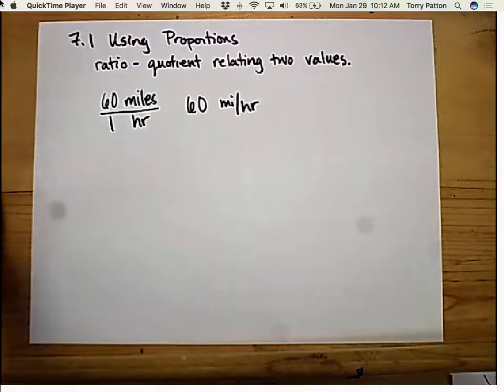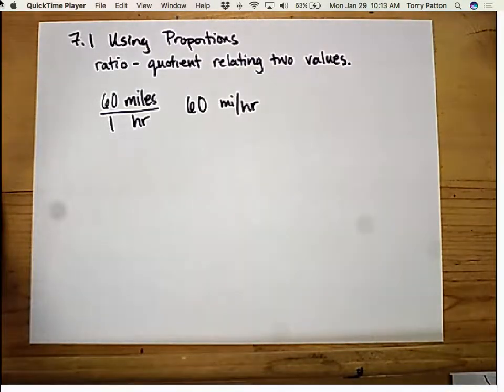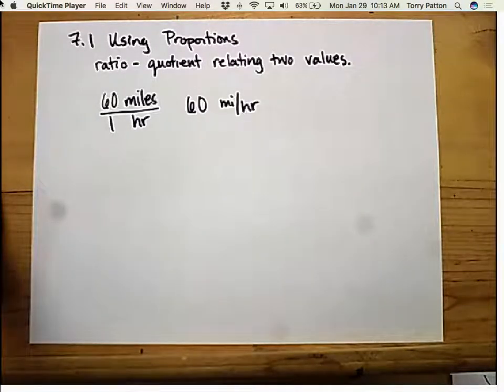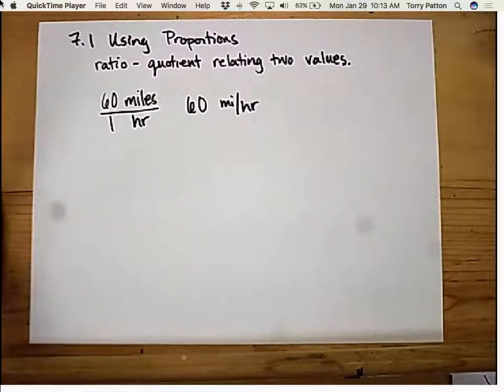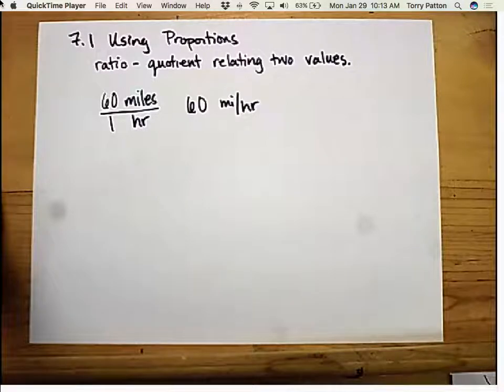Now, some people use a really bad way to define ratio. They'll say quotient relating equal values. Well, they're not equal. 60 miles does not equal 1 hour. 60 miles is a distance and 1 hour is time, right? So there's no way that could be equal. That's like saying Alabama equals 14. They're two totally different things. They can't be equal, but they're equivalent. They go together. 60 miles is equivalent to 1 hour in this scenario, right? So what would 120 miles be equivalent to? 2 hours, okay? They're not equal, because 120 miles does not equal 2 hours, but according to this ratio, they're equivalent.